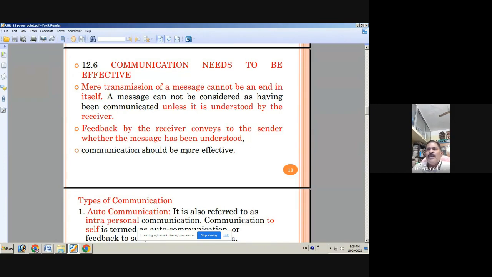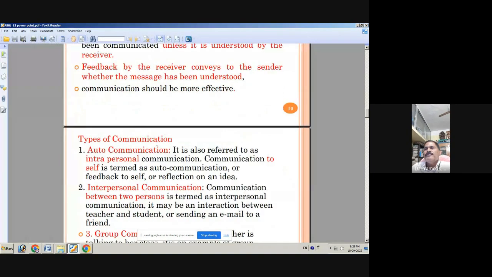Then when the receiver conveys the feedback that I am going to understand everything you are going to speak, then communication will have some effect. And we can say that communication is more effective. So we must always try our best that communication should be effective.